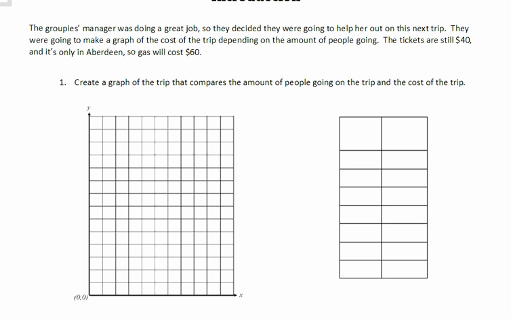We're supposed to create a graph of the trip that compares the amount of people going on the trip and the cost of the trip. Okay, so far we've realized that to graph, the best way to do that is to create a table and then plot those points. So we are dealing with tickets or people going, and we are comparing that to the cost of the trip.